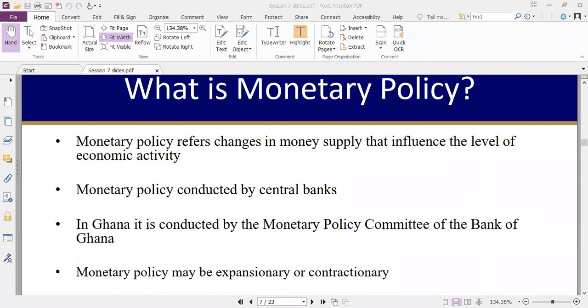Okay, so I was asking what expansionary fiscal policy is. All right, Yasin. It refers to increases in government spending or reduction in taxes. Okay. All right, so that's basically what expansionary fiscal policy is.